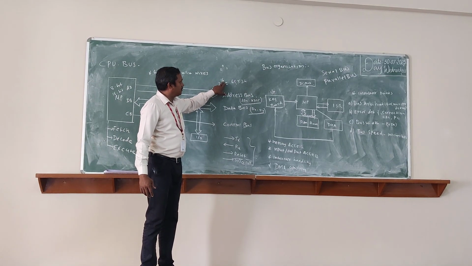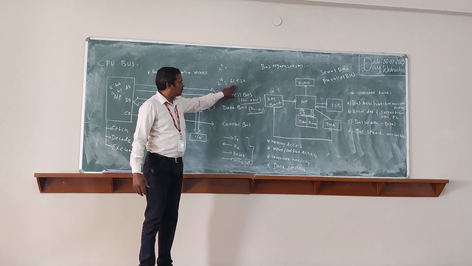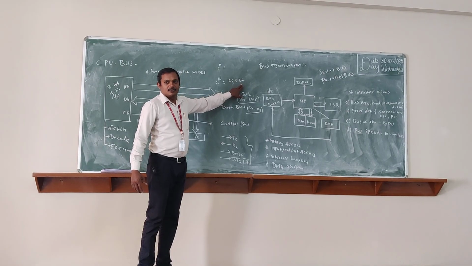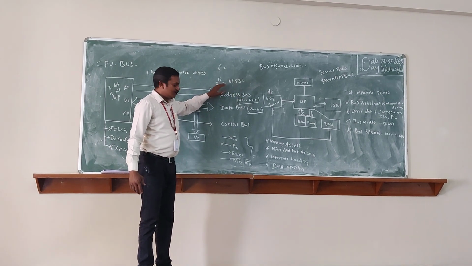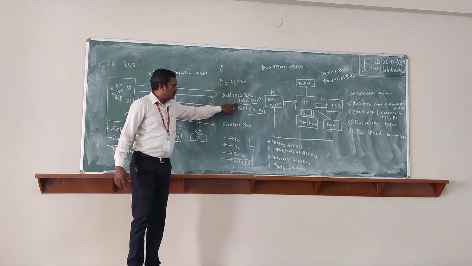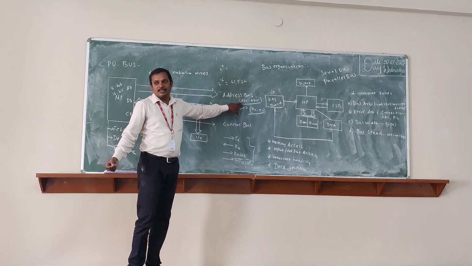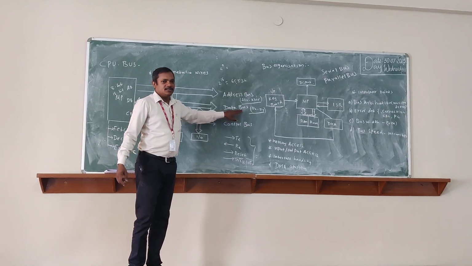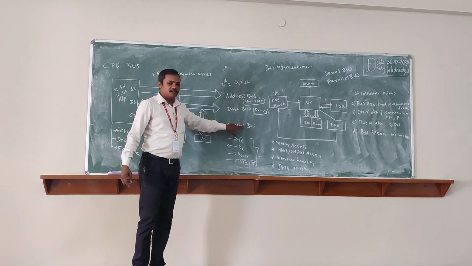2 to the power of 16 means it can transfer up to 65,536. Normally the microprocessor has a different range. This address bus means it can carry 16 bit. Data bus means 8 bit. Control bus means 8 bit.